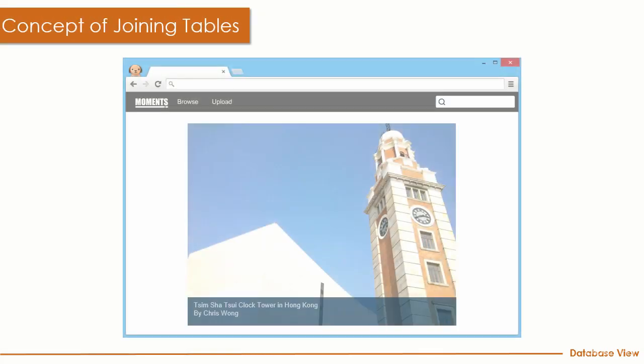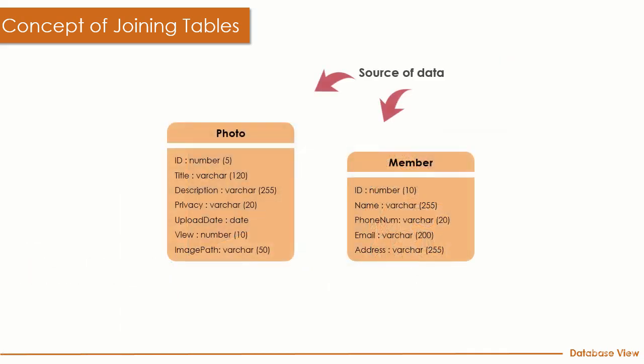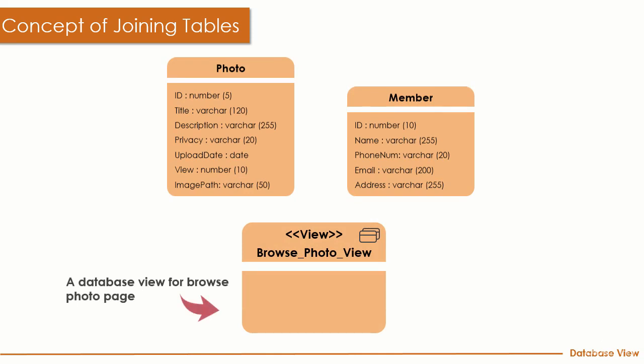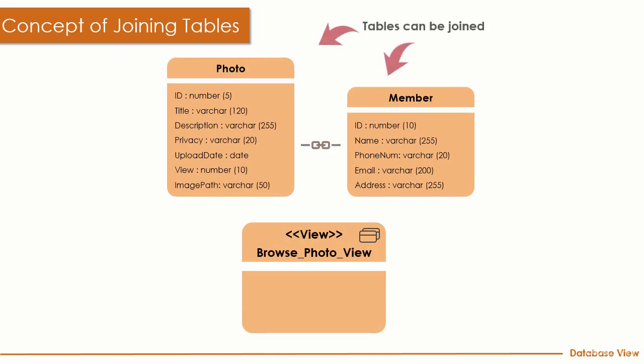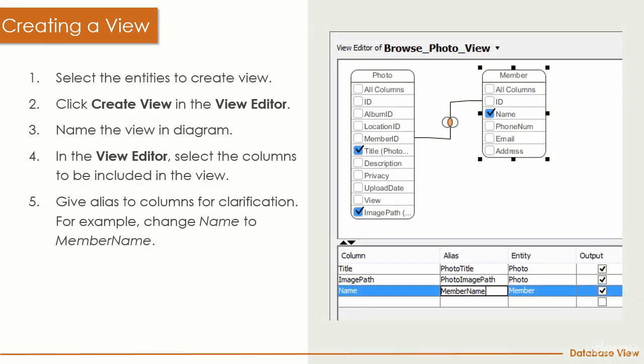This is another example. We can use a view when showing the photo. We show the title, and also the uploader, the name of the member who uploaded the photo. In this case, we need 2 tables, the photo and the member, as source data. The database view we need is a browse photo view. We need the data from both the photo and the member: the title, image path, and the name of the member to show in my view. Let me show you how to create this view in Visual Paradigm.